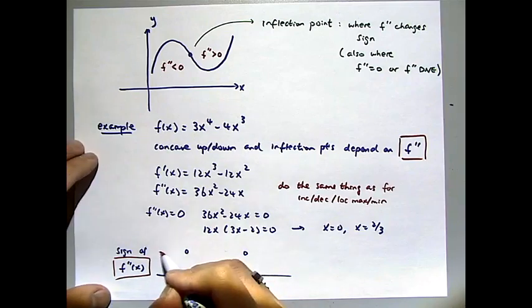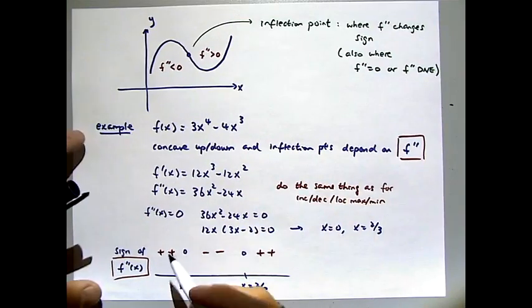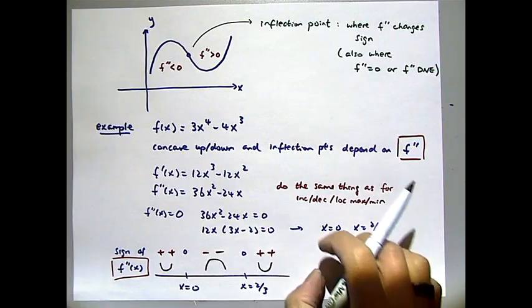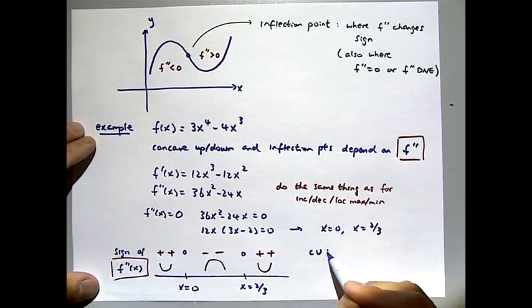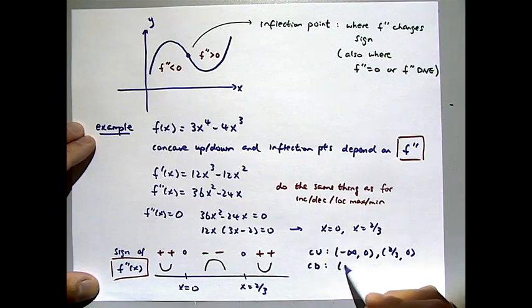We will get a positive everywhere. Between here and here, plug into f double prime. This turns out to be negative, and here we get positive. So the function is concave upward here, smiley face. Concave downward, sad face. Concave upward, smiley face. Concave upward is happy. Happy is minus infinity to 0 and 2/3 to infinity. Concave down, sad, 0 to 2/3. The inflection points, IP, at 0, at 2/3.